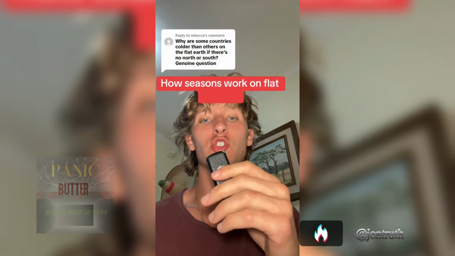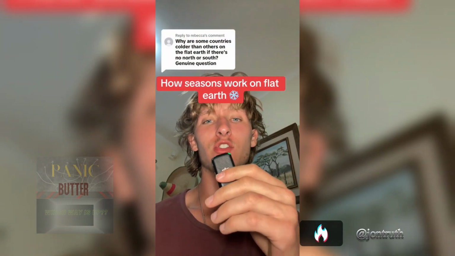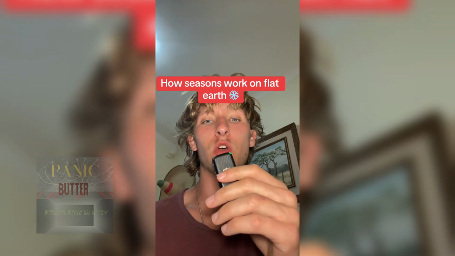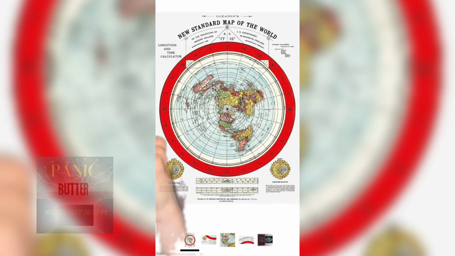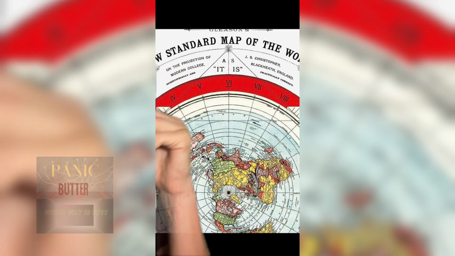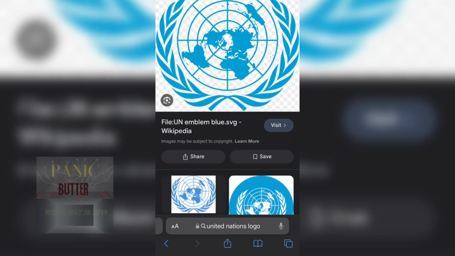Why are some countries colder than others on the flat earth if there's no north or south? Genuine question. So actually, first off, there is a north, and it's the very center of our earth. This right here is called the Gleason's map. It was created in the 1870s, and it was actually called the new standard map of the world. This is the map that everyone went by. And just to be clear, this is a scientifically and practically correct map. Not to mention, it's also the same map that's used by the United Nations in their logo.